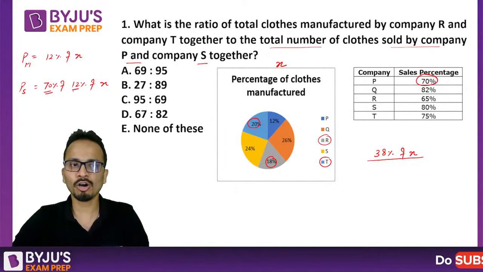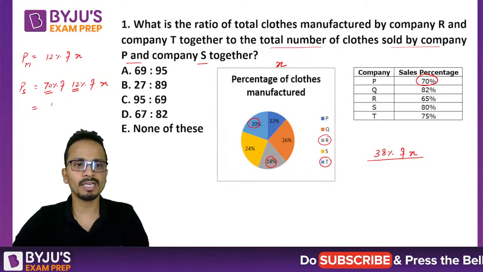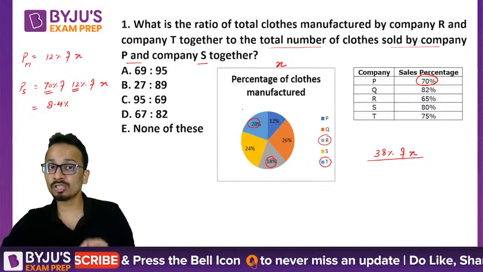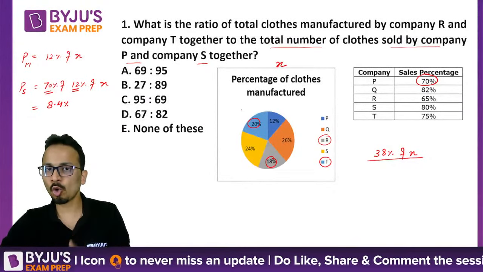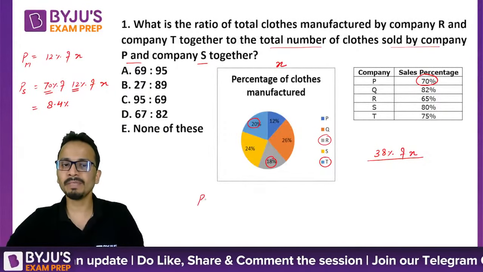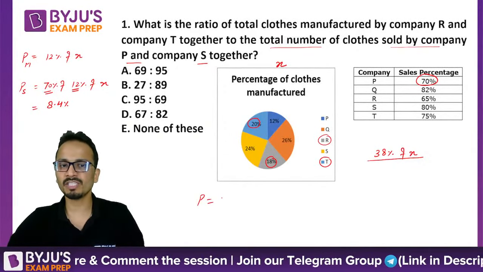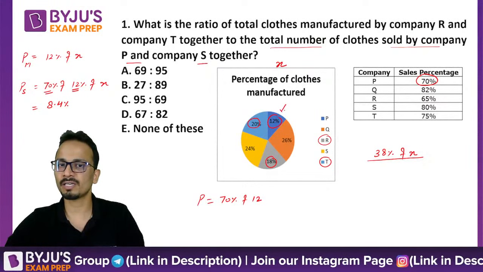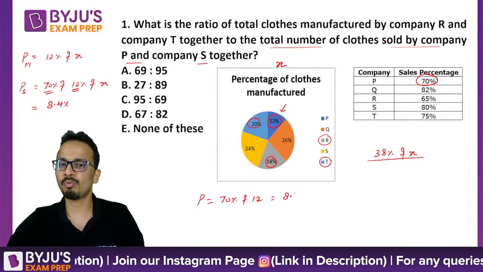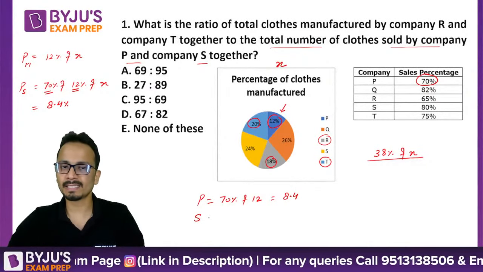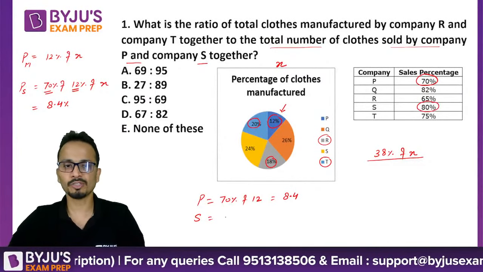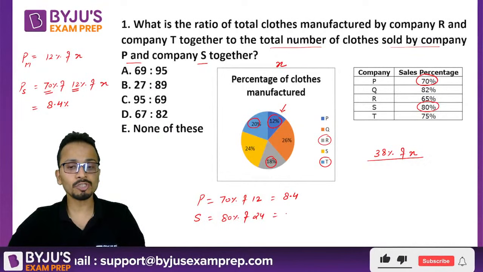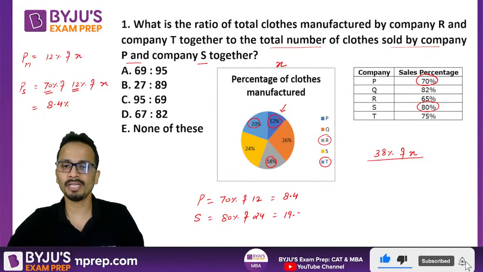सो 70% ऑफ 12, 70% ऑफ 12 कितना होगा? इट विल बी 8.4%. ओके, सो दैट विल बी द परसेंटेज ऑफ क्लॉथ्स सोल्ड बाय कंपनी P. सो कंपनी P कितना सेल करेगी? आई एम राइटिंग इट वंस अगेन. कंपनी P विल सेल 70% ऑफ 12. सो मैं इसको सिर्फ 12 कंसिडर कर रहा हूं. 70% ऑफ 12 दैट विल बी 8.4. and company S will sell 80% of 24. 80% of 24 will be 19.2.